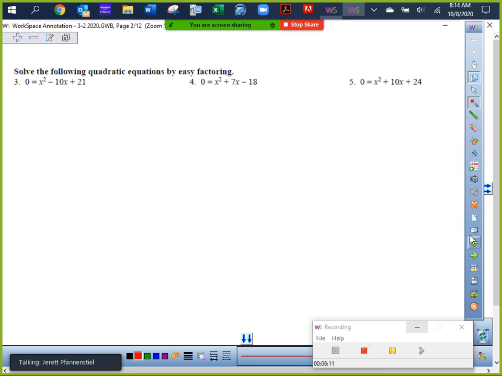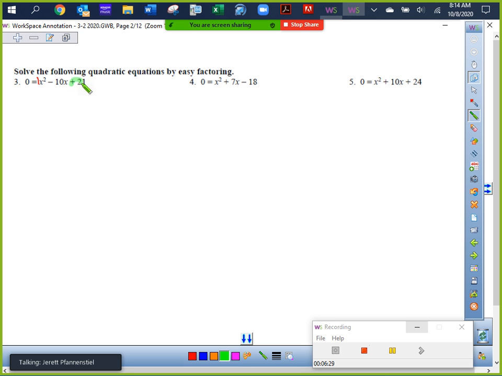Just because we probably need a little bit more practice, here's a few more quadratic equations to do easy factoring. The a value already is 1. We don't need to switch the signs. So our job is to find two numbers that multiply together to be a positive 21 and at the same time add together to be a negative 10.